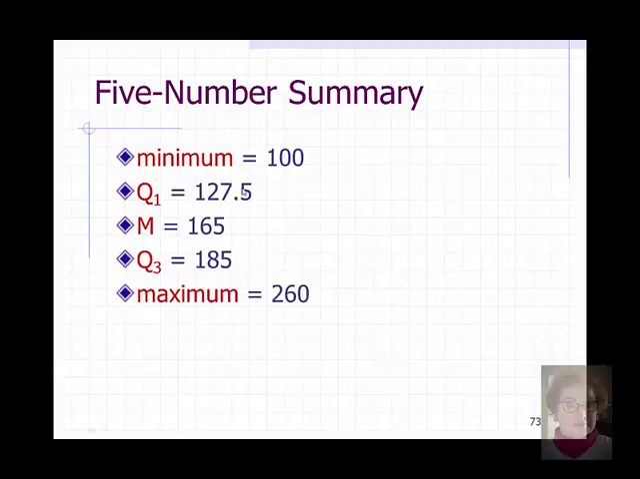And so again, I know that half my data is between 127 and a half and 185. I know half my data is between 100 and 165. I know half my data is between 165 and 260. And look, I can think about this. From 165 to 100 is 65. From 165 to 260 is 95. So because the distance that is covered by those individuals that are half the data set is bigger from the median to the maximum, I know this will be skewed to the right.